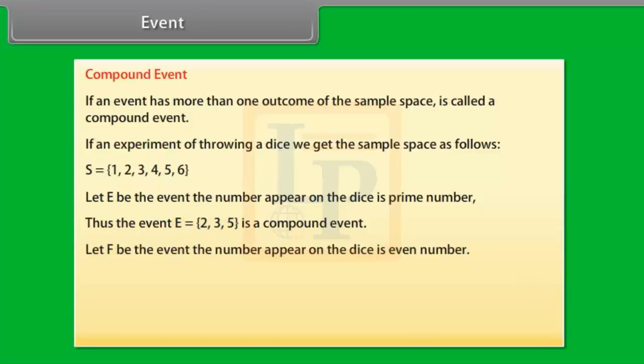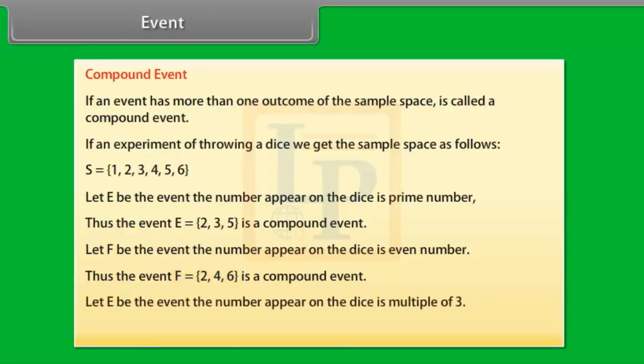Let F be the event the number that appears on the dice is an even number. Thus the event F is equal to {2, 4, 6}, which is a compound event. Let E be the event the number that appears on the dice is a multiple of 3. Thus the event E is equal to {3, 6}, which is a compound event.